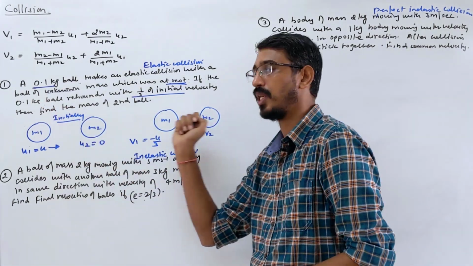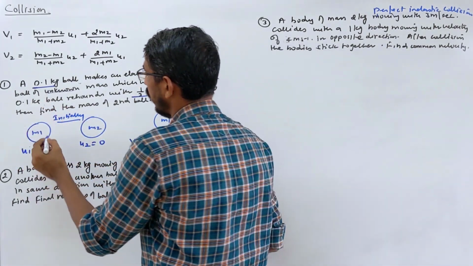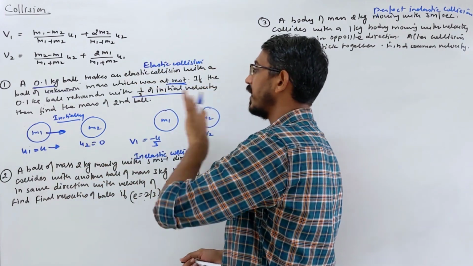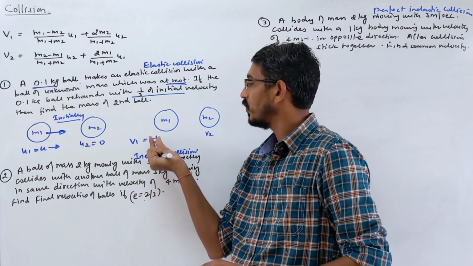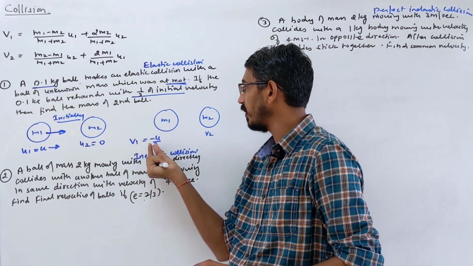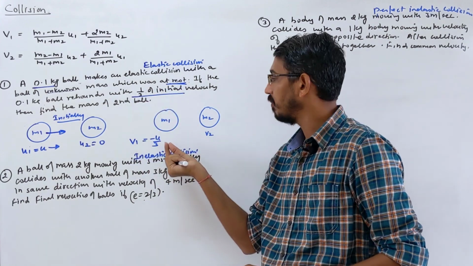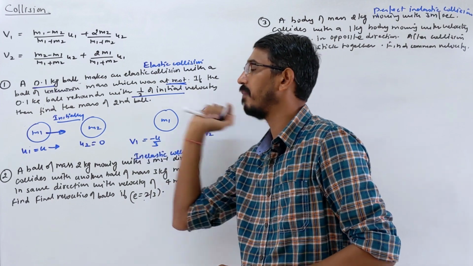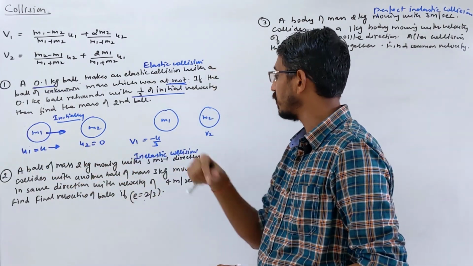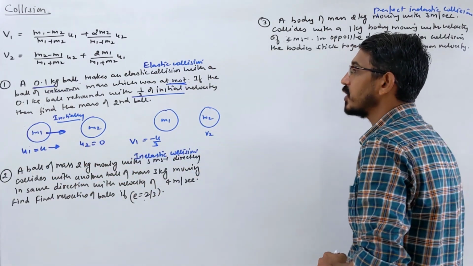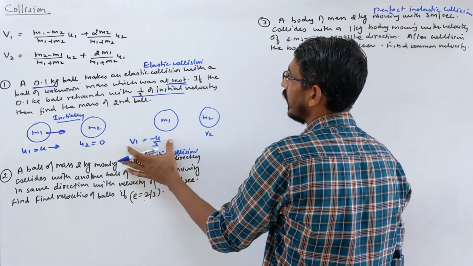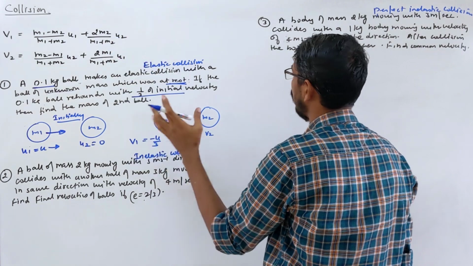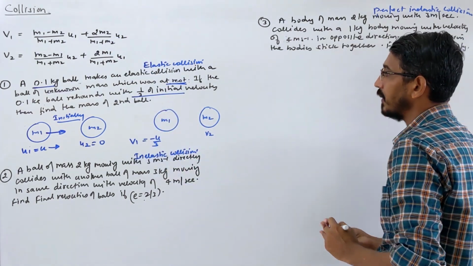Rebounding means the direction changes. Initially this ball was moving in the positive x direction. Rebounding means it moves in the negative x direction, so the velocity will be negative. The final velocity of this ball is 1/3 of the initial, u by 3, and negative because of rebounding. So the final velocity of this ball is given to us, and they are asking for the mass of this body. Since we know the final velocity of this ball, we can write the final velocity formula for it.